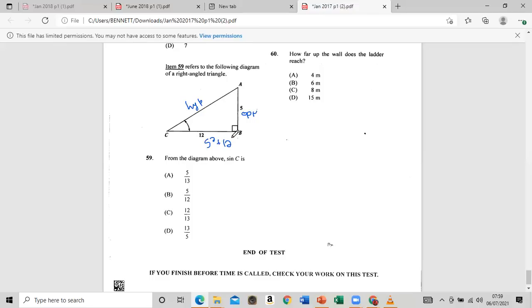Grade 9 students know this. So it's 25 plus 144. That gives you 169. And then we find the square root of 169, which is 13. So it's opposite over hypotenuse, so it's 5 over 13, so it's B.